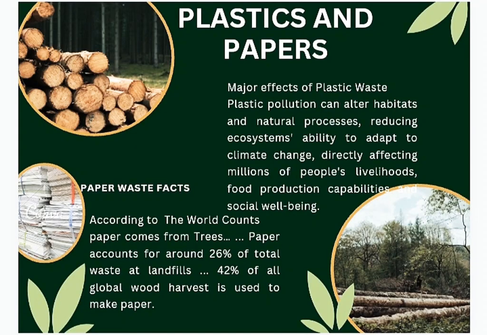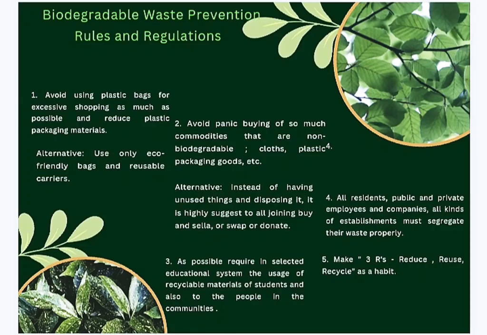And here are some basic information about plastics and papers. Major effects of plastic waste. Plastic pollution can alter habitats and natural processes, reducing ecosystems' ability to adapt to climate change. However, in paper waste facts, according to the World Counts, paper comes from the trees. Paper accounts for around 26% of total waste at landfills. 42% of all global wood harvest is used to make papers. And so here are the biodegradable waste prevention rules and regulation.